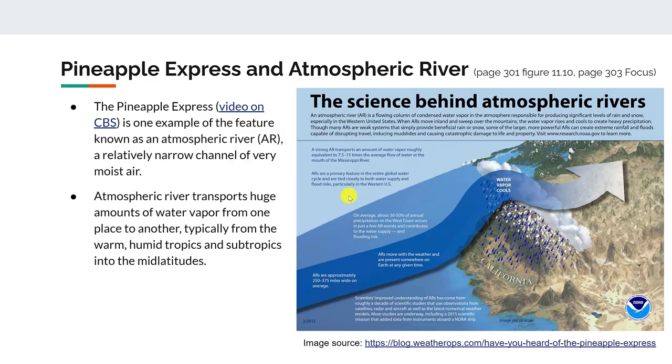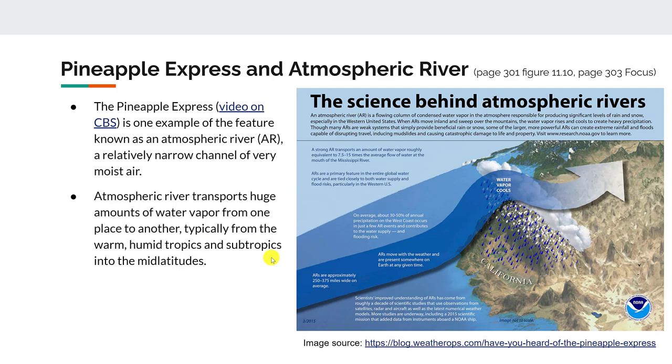All right, so for California, where does our moisture come from? It is also brought by a very important air mass, one that moves very fast to our region, like an express train. It's called the pineapple express. Why do we call that pineapple? Because this air mass is originally from Hawaii.